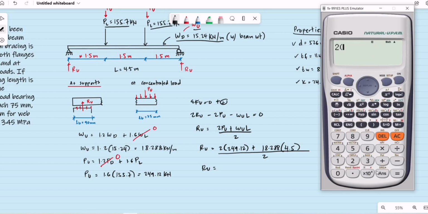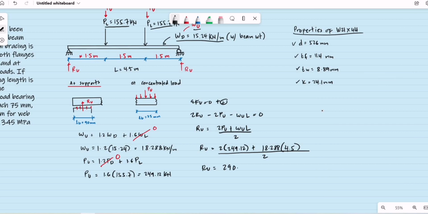Okay, 2 times this value plus 18.288 multiplied by the length of the beam. This is equal to 4.5 meters, then divided by 2. So our R sub U is equal to 290.268 kilonewtons. So let us check if we have a web crippling at supports.